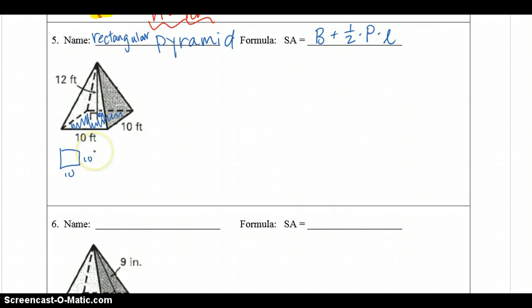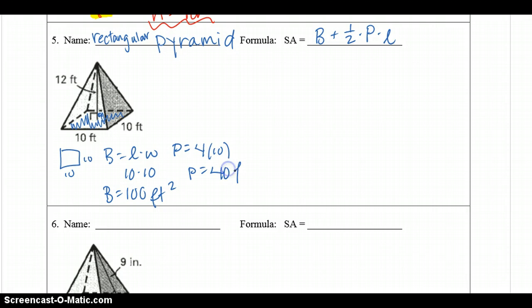So I'm going to draw my base. And we need to find the area, which is just length times width for a square. So we're going to have 10 times 10. So our base is 100 feet squared. P is the perimeter of my base, which is just all the sides added up together. All of our sides are 10 feet, so I'm going to do 4 times 10. So my perimeter is 40 feet.